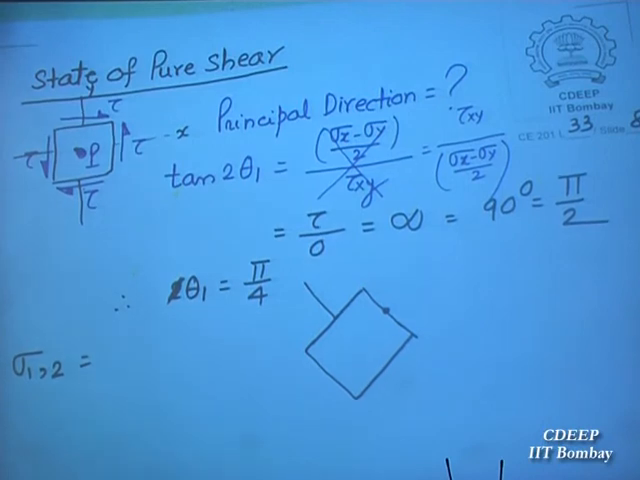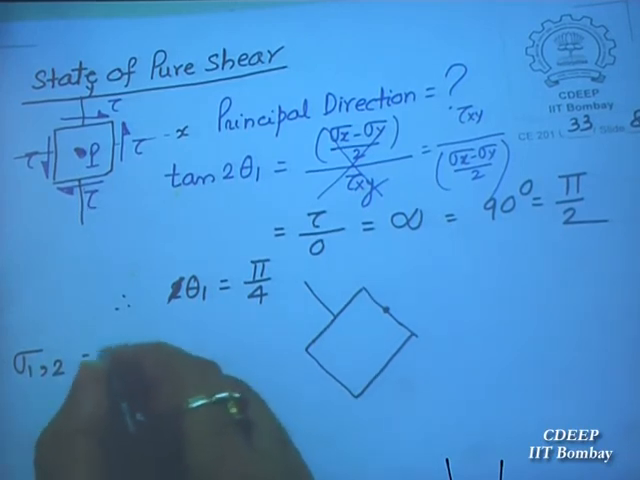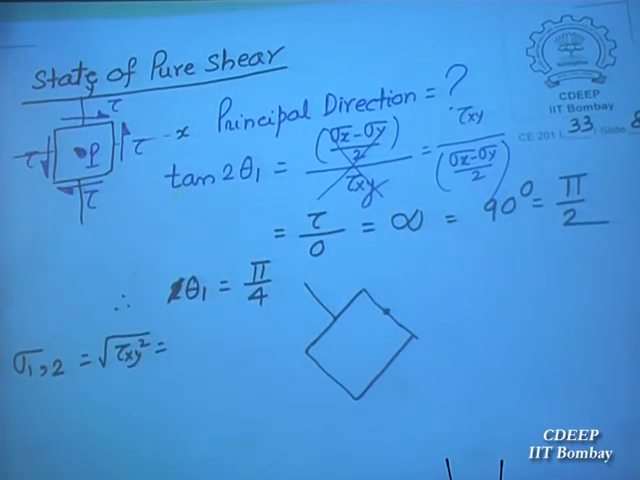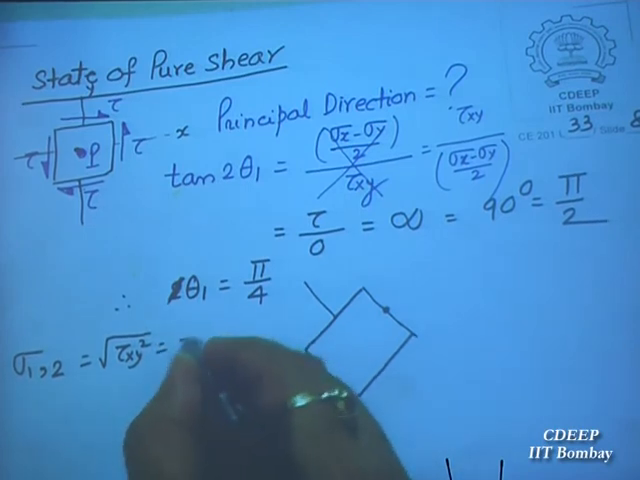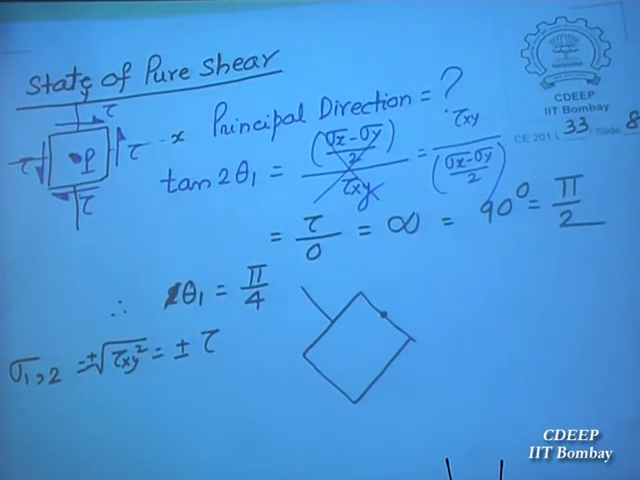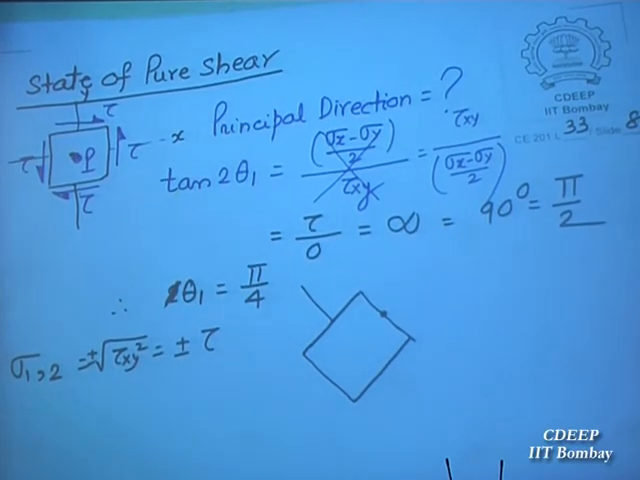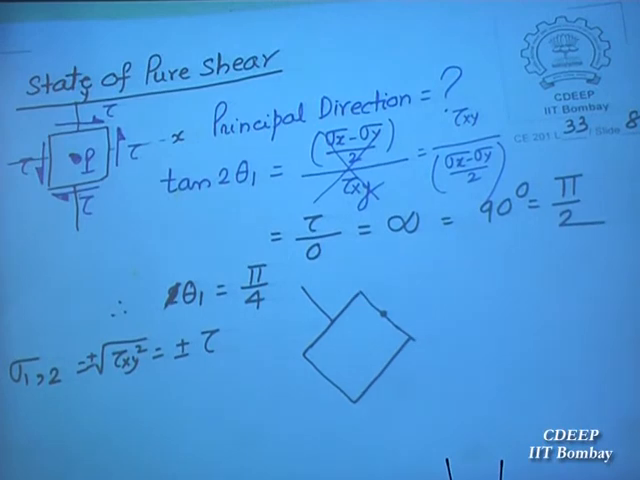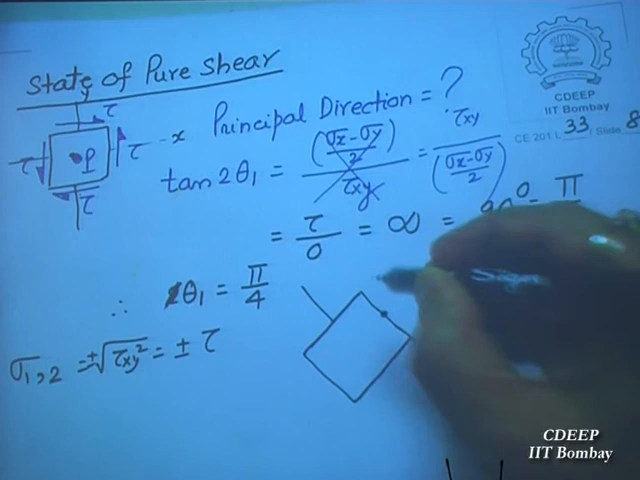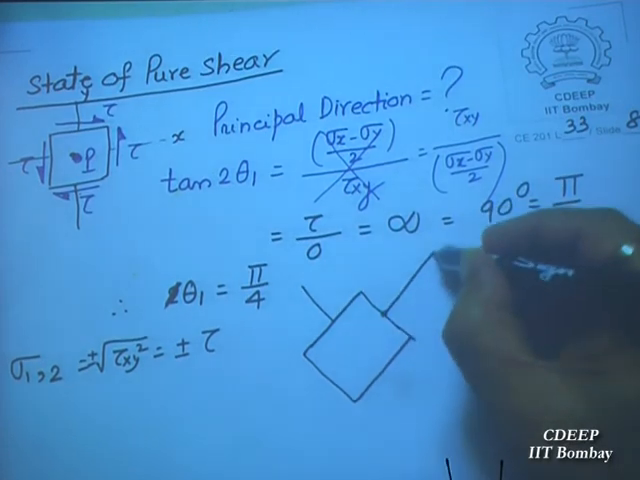Sigma x plus sigma y by 2 plus minus under root. So under root, this becomes only under root tau xy square. Is it not? So tau xy is how much? Just tau. So it is tau plus minus tau. It is plus minus tau. So now you have to designate which one plus will go to.